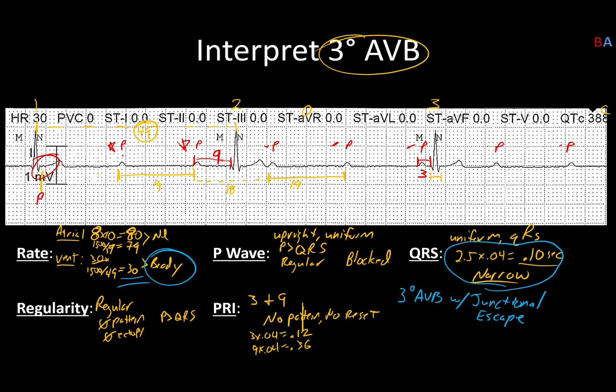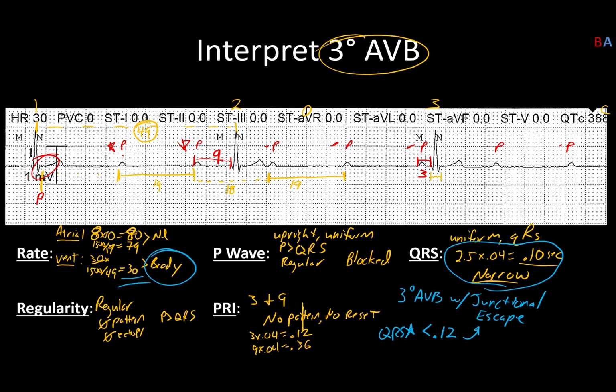And you might ask, because if you look back at the slide before where it talks about the rate range being 40 to 60 for junctionals, but it also says that they're narrow. Which one is more paramount? Well, honestly, the answer is how wide the QRS is. If that QRS is less than 0.12, then it's a junctional escape, plain and simple.